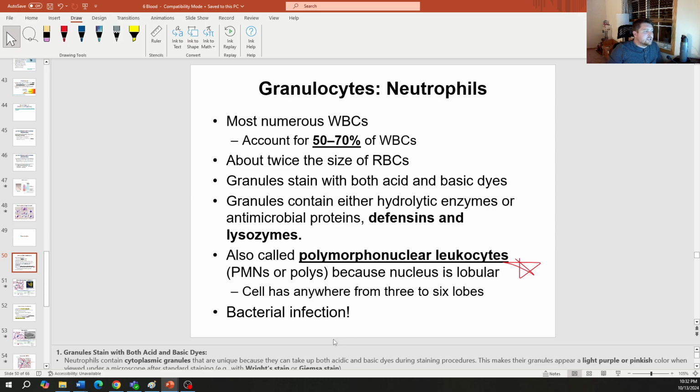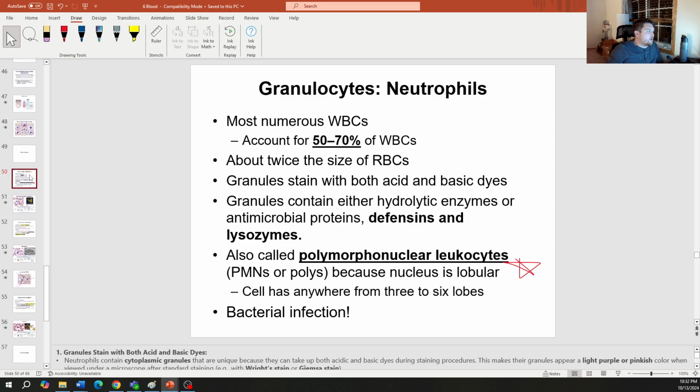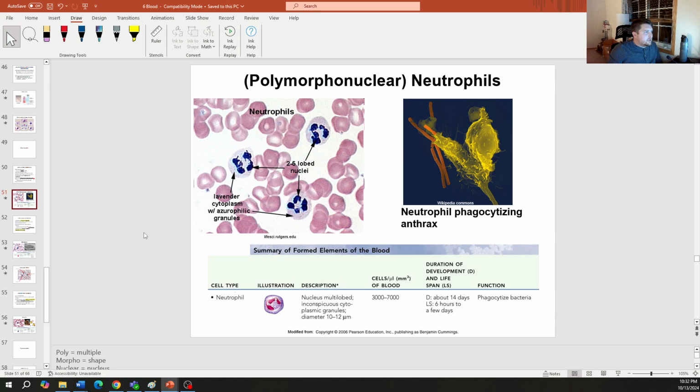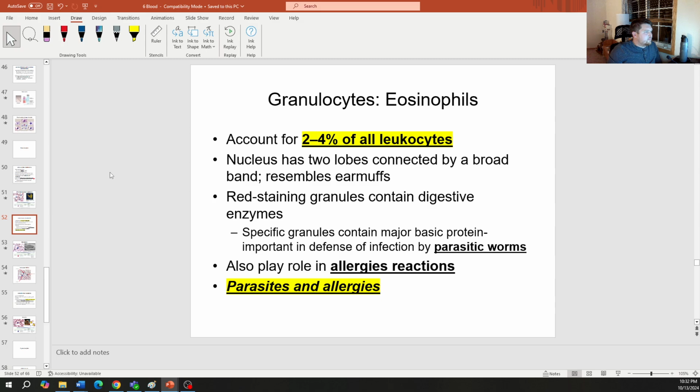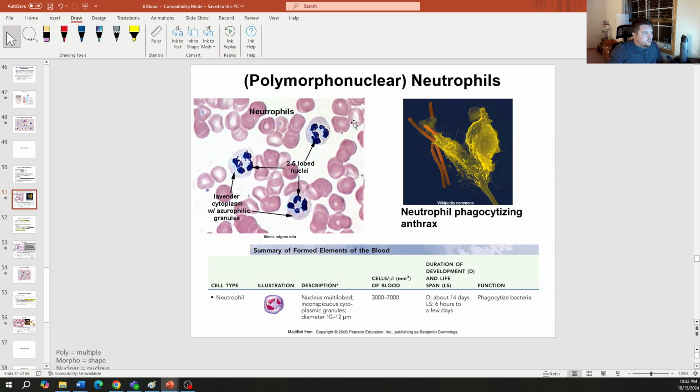Neutrophils, their main job, when we see them really active, is bacterial infections, but they're also kind of the general purpose white blood cell. They deal with it all. Here are our polymorphonuclear neutrophils. See all of those lobes, lobules right there? That's the dead giveaway that it is a neutrophil. This is also key when we're asked to identify these on lab exams. We want to make sure we see all the different lobes.